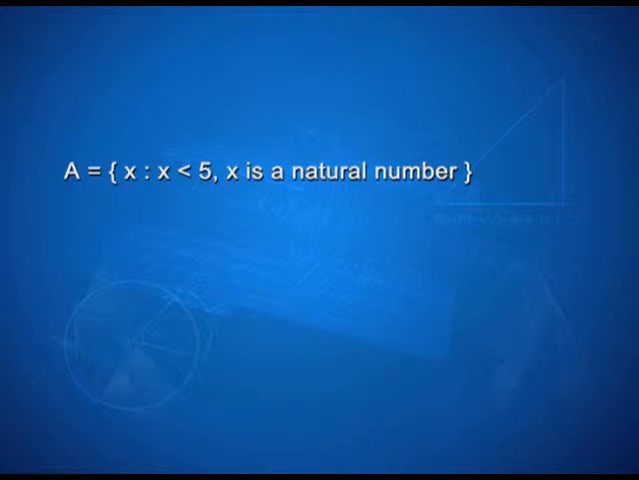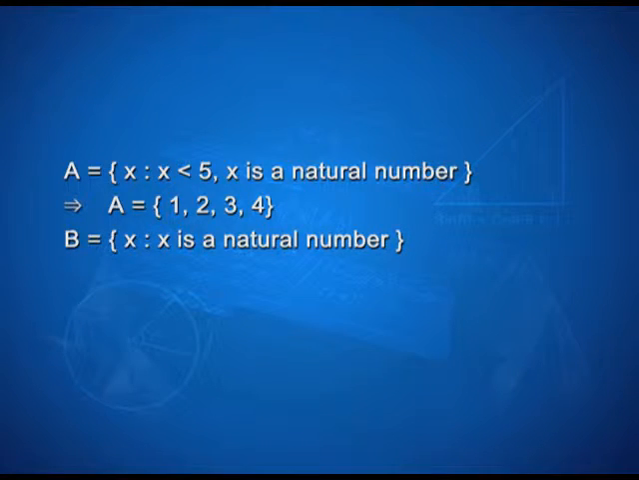If we take another set A consisting of elements x such that x is less than 5, where x is a natural number, then set A will have the elements 1, 2, 3 and 4. Thus, this set is a finite set. But if B is a set of elements x such that x is a natural number, then this set B will have the elements 1, 2, 3, 4, 5, and this will go on endlessly. Thus, B is called an infinite set. So, we can say that an empty set or a set that contains finite number of elements is called a finite set, otherwise it is called an infinite set.